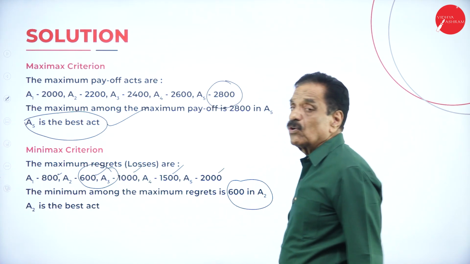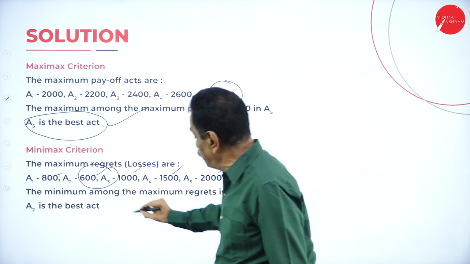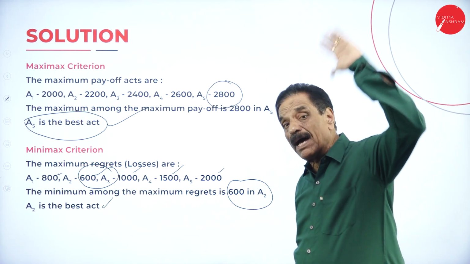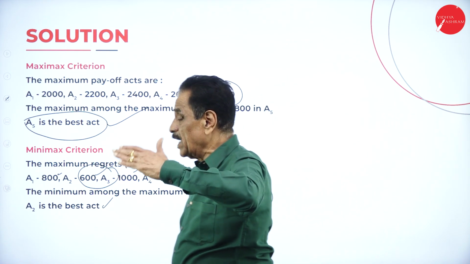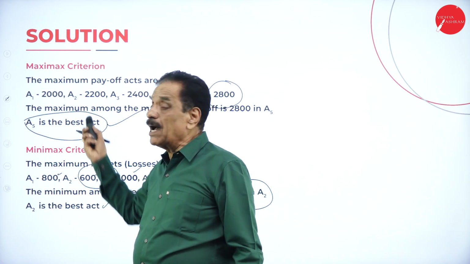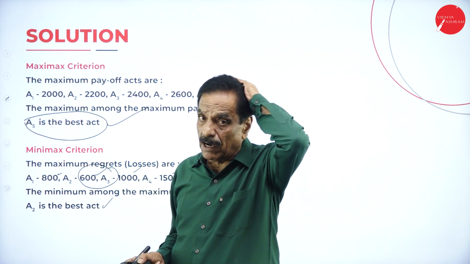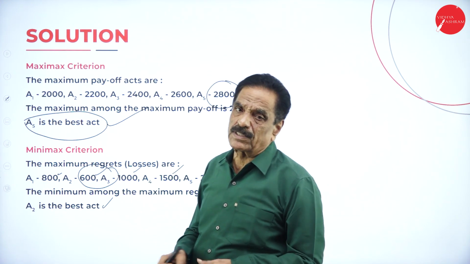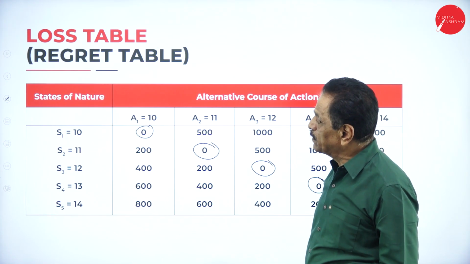A2 is the best act. How to do that? Maximum. Then in the last table, you have to find out the maximum of the minimum. Here, maximum payoff. Here, minimax, you have to take the maximum of the minimum. Then you have got a Laplace table.